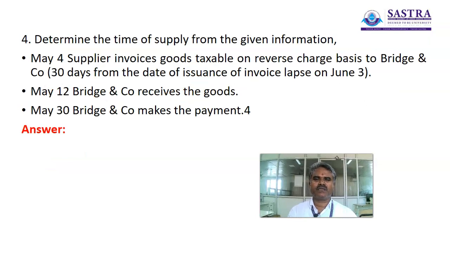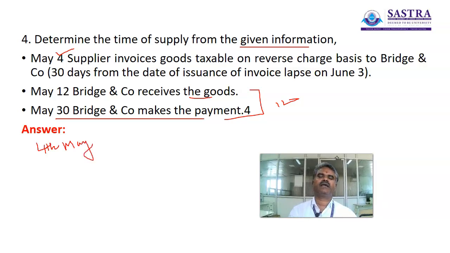Determine the time of supply for the given information. May 4, supplier invoices goods, within 30 days. So May 4. May 12, buyer receives the goods. Payment, whichever is earlier: 12th and 4th, so 4th May is the time of supply. Hope you could understand, dear students. Okay, good.